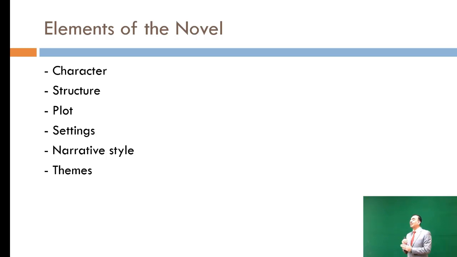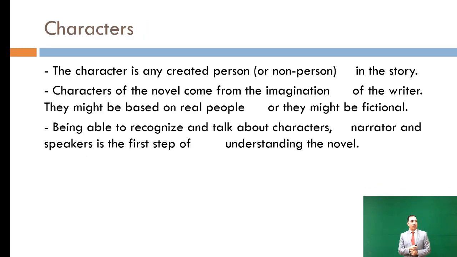Without getting full information about these elements, you wouldn't be understanding the novel in a good way. For that reason, we have to get a good idea about these elements. The main elements of the novel are characters, structure, plot, settings, narrative style, and themes. These are the main elements of the novel. We have to have a good look at these elements before starting reading the novel.